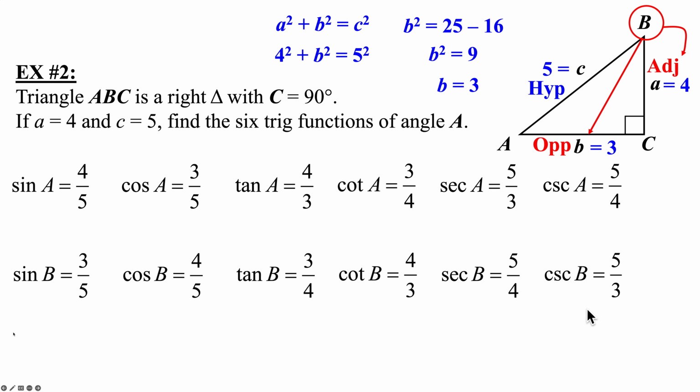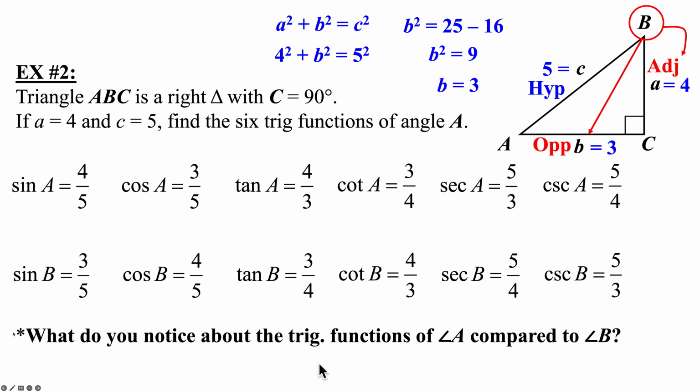And we're going to take a closer look at all these answers here. Look at angle A and B. First row, second row. Look at those closely, and you're going to notice a pattern. Sine of A, 4/5, is the same as cosine of B, 4/5. Cosine of A, 3/5, is the same as sine of B, 3/5. They're the same. And we can do the same thing with tangent and cotangent, and secant and cosecant, they're the same.